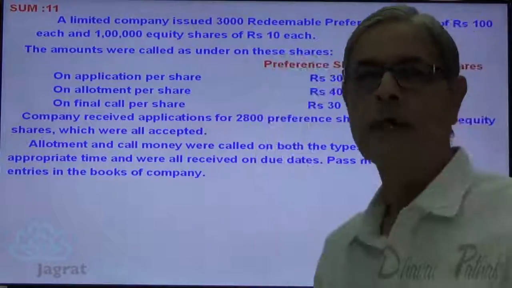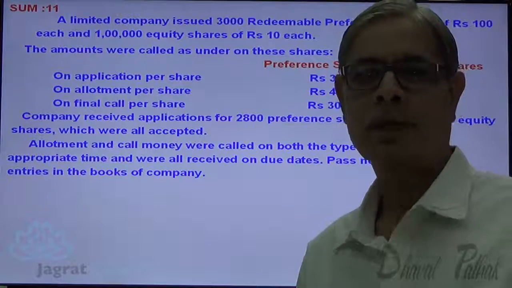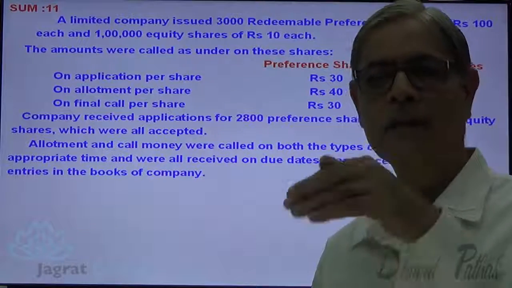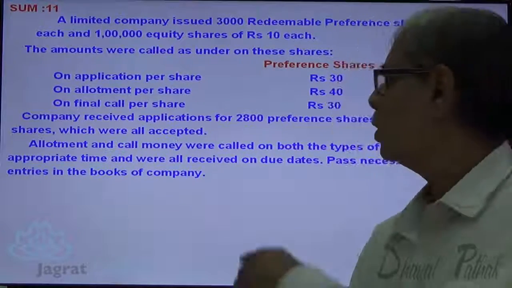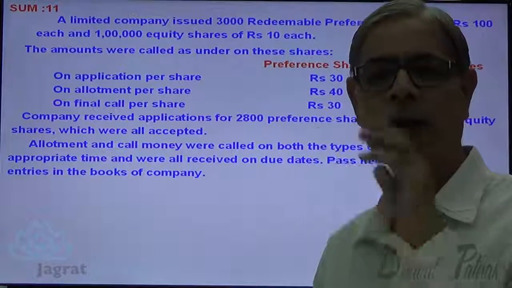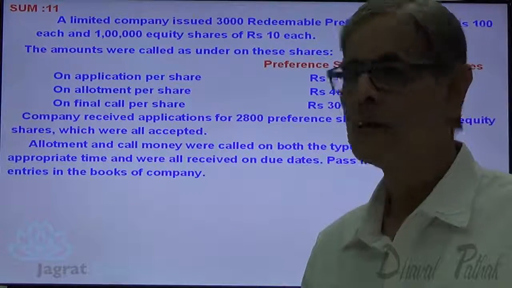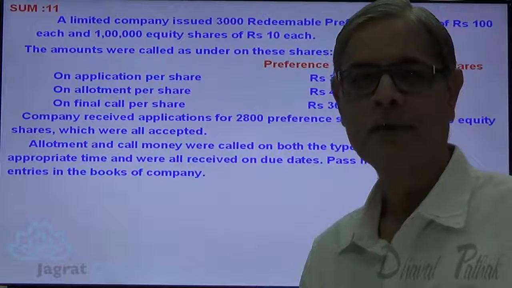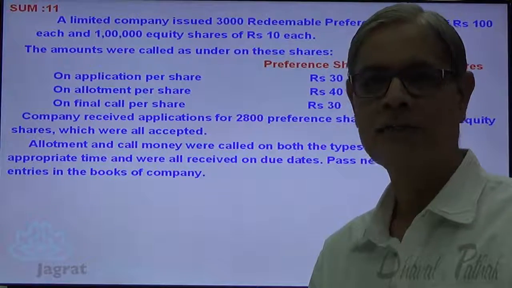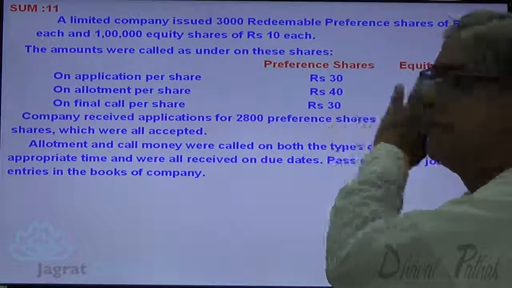Company wanted to issue 3000 shares. Applications are received only for 2800 shares. It is presumed that the applications have been received more than minimum subscription. So 2800 applications received are less than what we wanted to have. We wanted to issue how many preference shares? 3000. How many applications are received? 2800. So we can allot only 2800 shares, and on 2800 shares we can demand the allotment and final call amount.